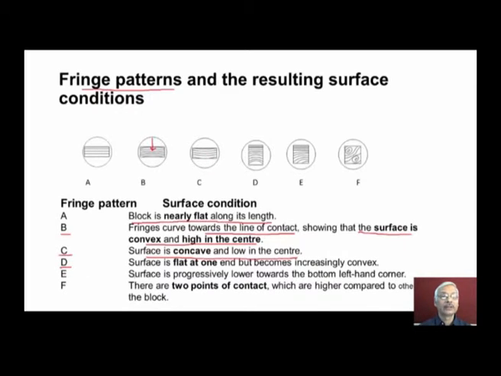In case of D, the surface is flat at one end, and becomes increasingly convex at the other end. Here we are observing convex fringes, indicating that the surface is convex at the other end. And in case of E, the surface is progressively lower towards the bottom left hand corner. And here we observe that there are two peak points, case F. There are 2 points of contact which are higher compared to the other areas of the block. So like this, depending upon the surface condition, we get different fringe patterns.